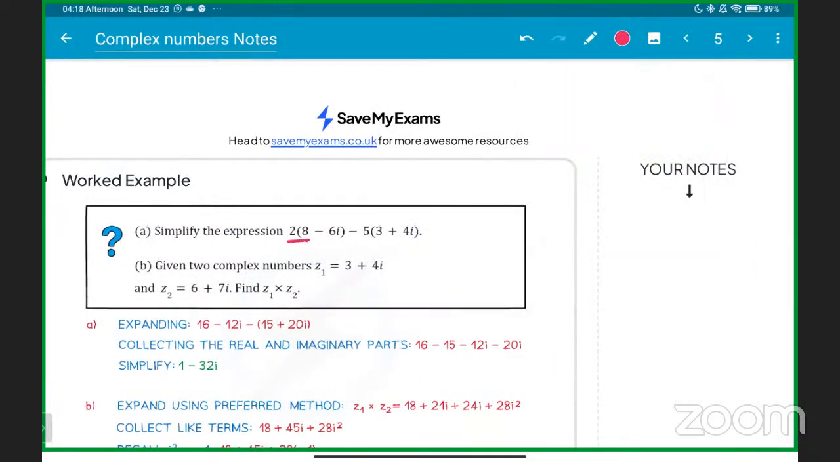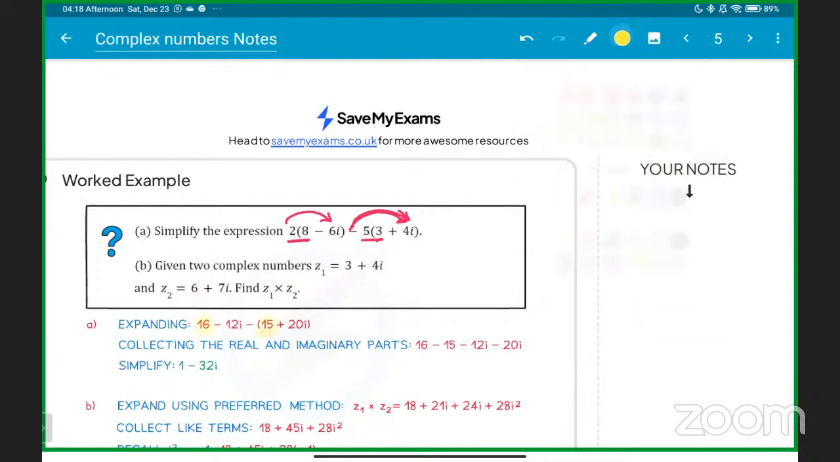You can see 2 8s are 16 and 5 3s are 15. 16 and minus 15 is coming here. Then 2 times minus 6i, we can see minus 12i clearly. Minus 5 times 4 will become minus 20i, okay? So just remember, it's very basic. Shouldn't waste time on this.